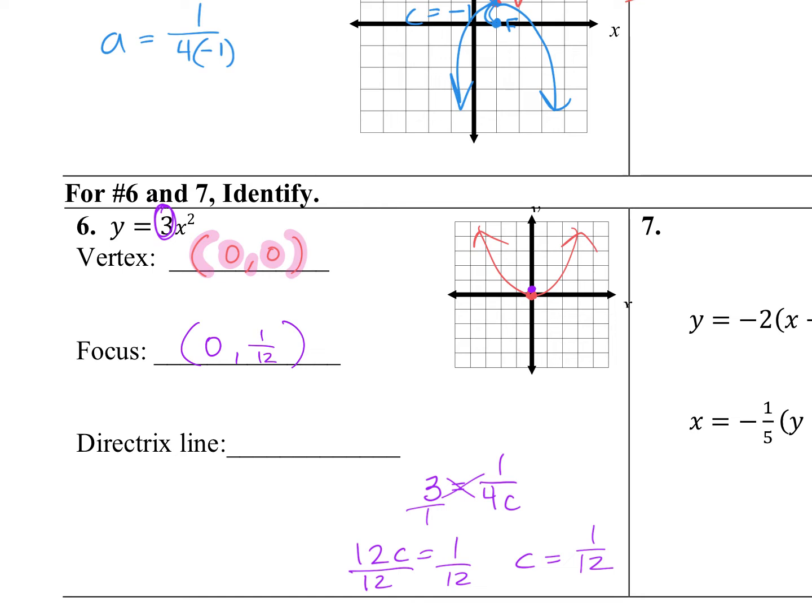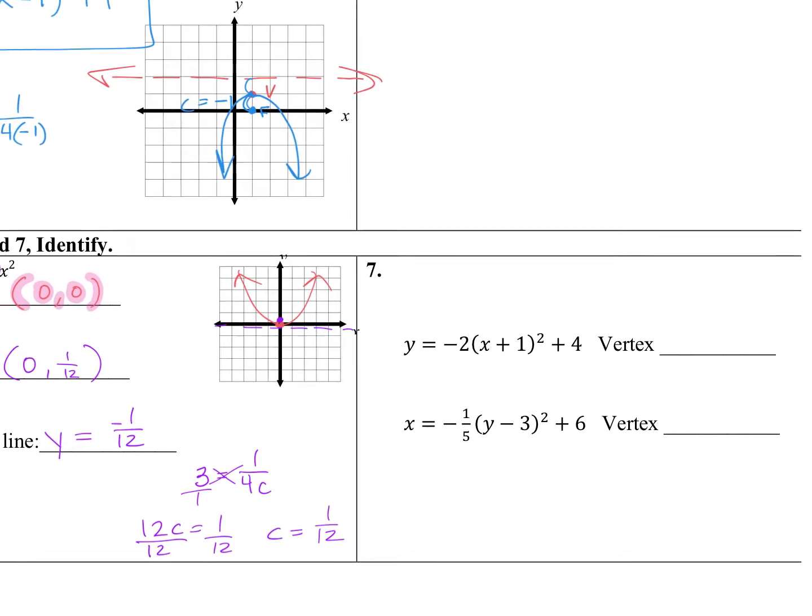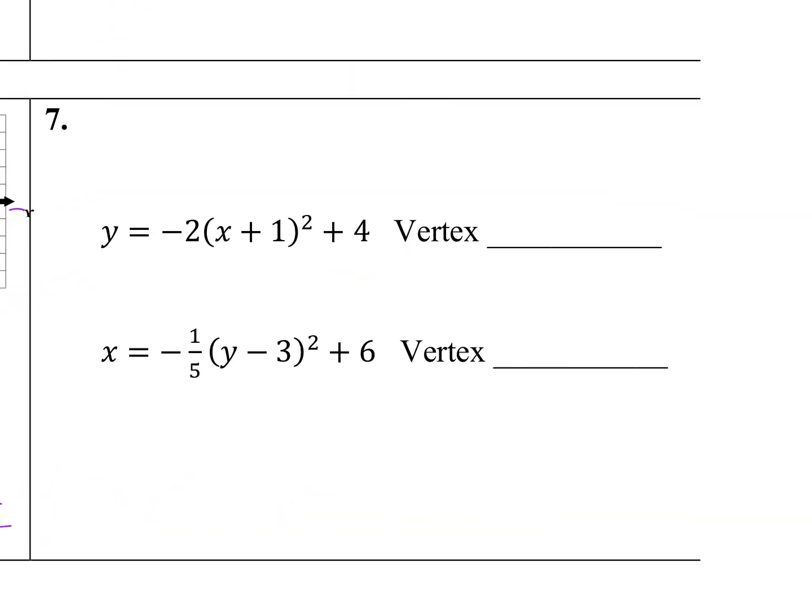What would our directrix line be? Is that an X equals or a Y equals? It's Y equals because it would be horizontal. Y equals what? Negative 1/12, right? That same C value, but just the opposite of it. Good on that? Okay, almost done with parabolas here.